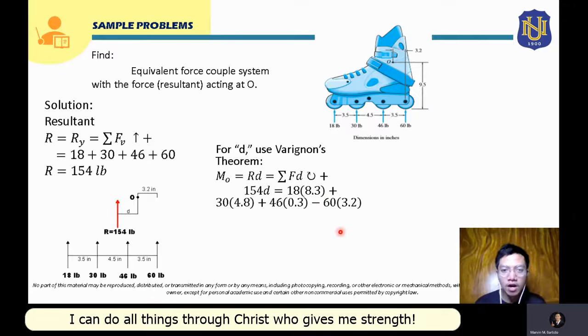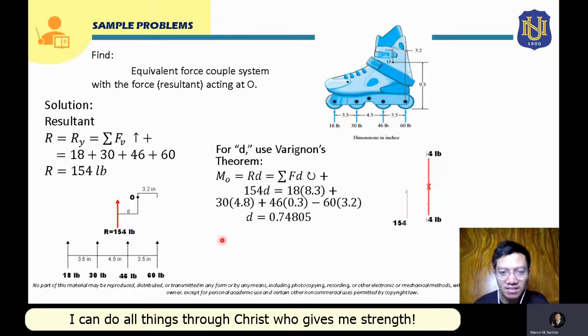60 times 3.2 now. So from here we can solve for the value of distance D. This will be 18 times 8.3 plus 30 times 4.8 plus 46 times 0.3 minus 60 times 3.2, divided by 154, that will be 0.74805 inch. Our dimensions here are inches. So that will be our distance D.